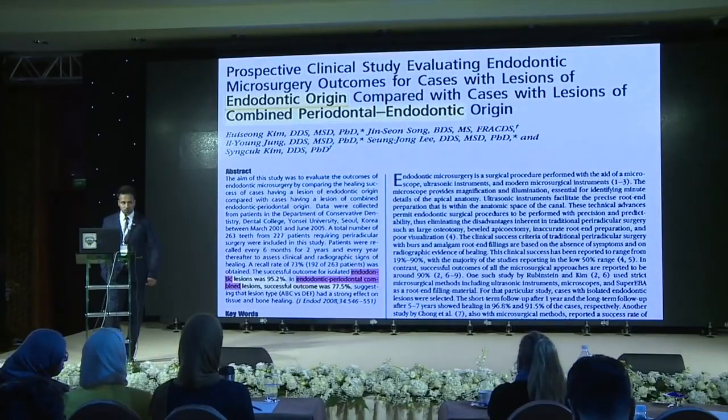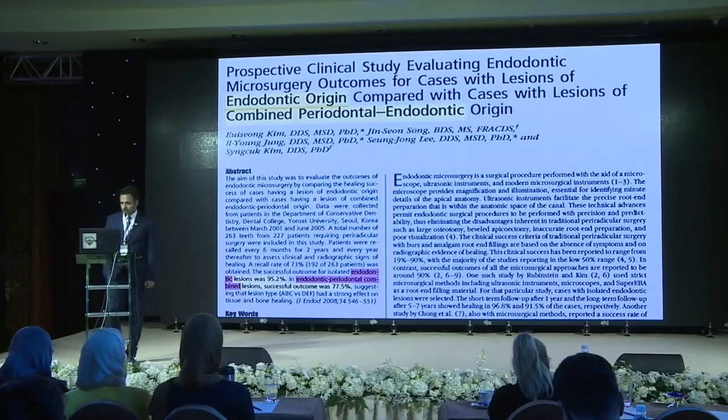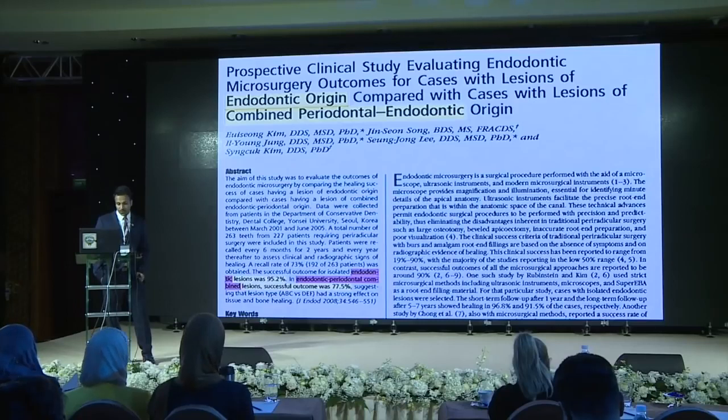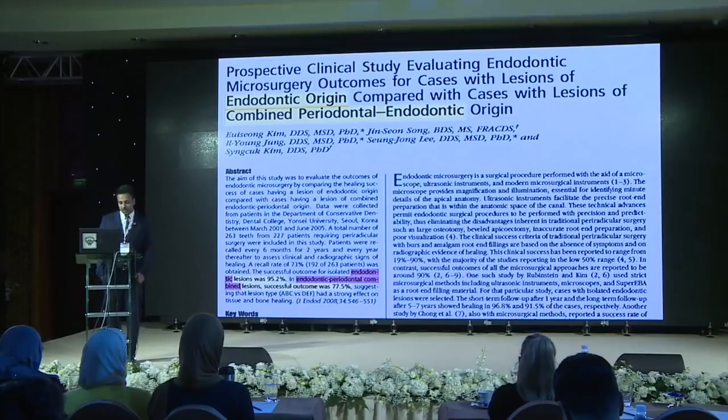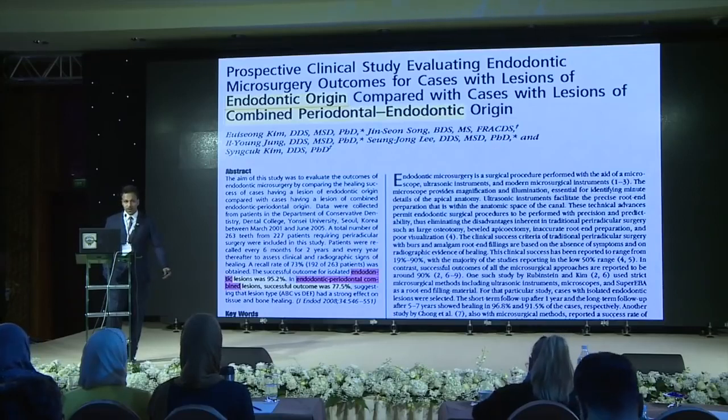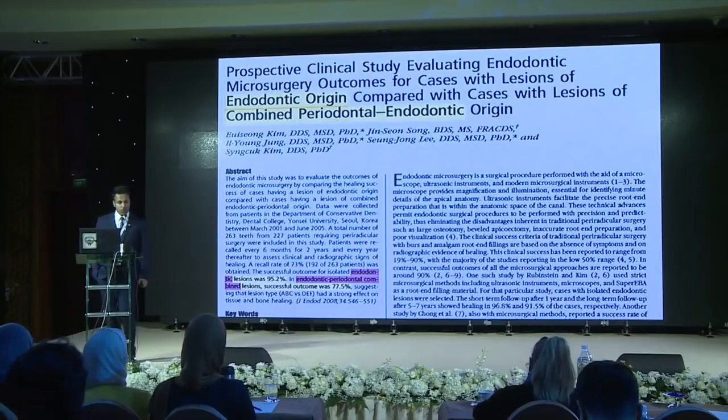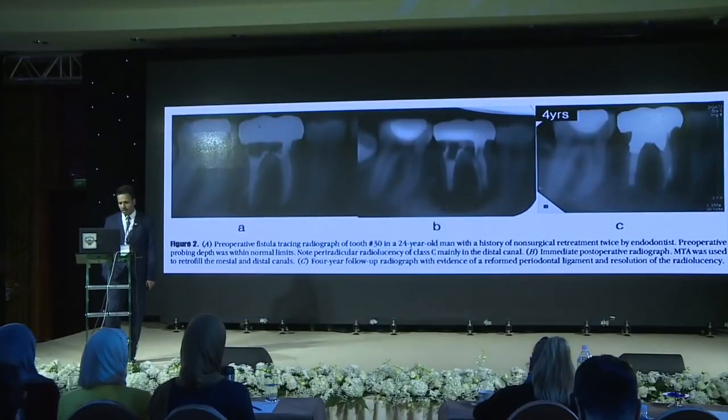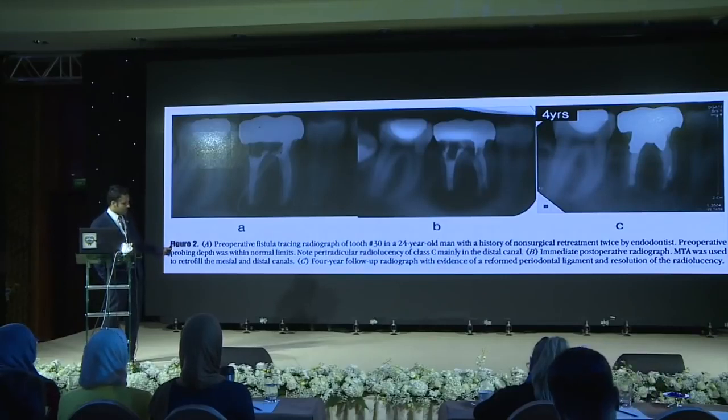The same group also compared cases of lesions of endodontic origin and lesions of combined perio-endo lesions. And cases of endo origin had a success of 95% compared to 77% of perio-endo lesions. And this is where we have to work with periodontists to make this work. This is one of their cases. On the left, you can see how compromised the tooth is, and on the right, a 4 years follow-up.